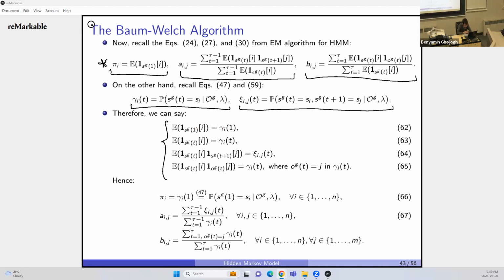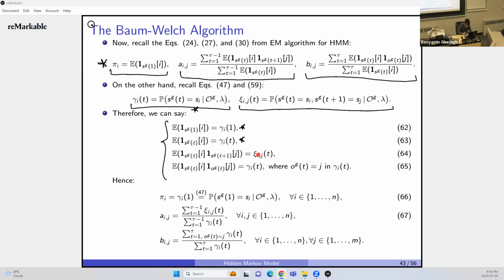Why? Can you say that? Can you tell me why? Why can I write this gamma i1 as this? What does this mean? Gamma it according to this equation. Gamma i1 means that I want to be in Si at time 1. Therefore, I can say expectation of 1 Sg1 i, right? The ith element. Exactly. Because according to the definition of 1 Sg1, I can also write it for time t. So this is for time 1, this is for time t.